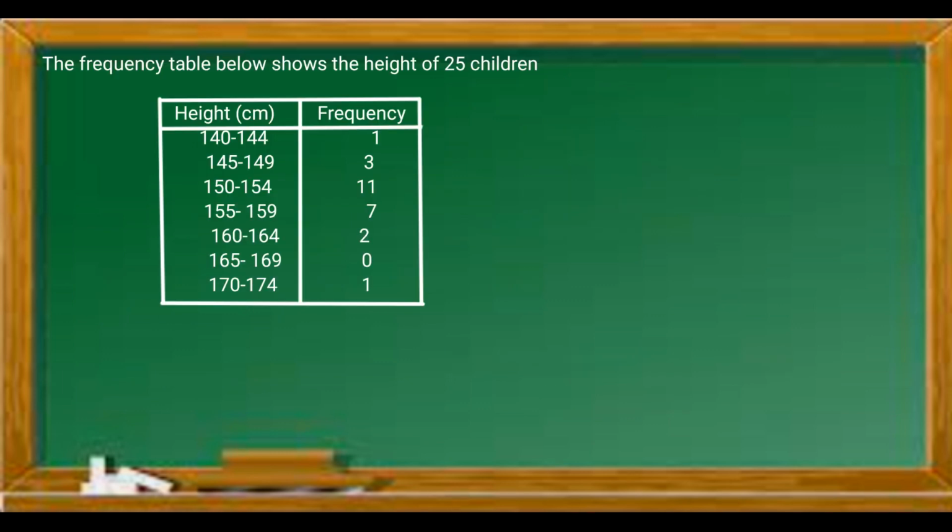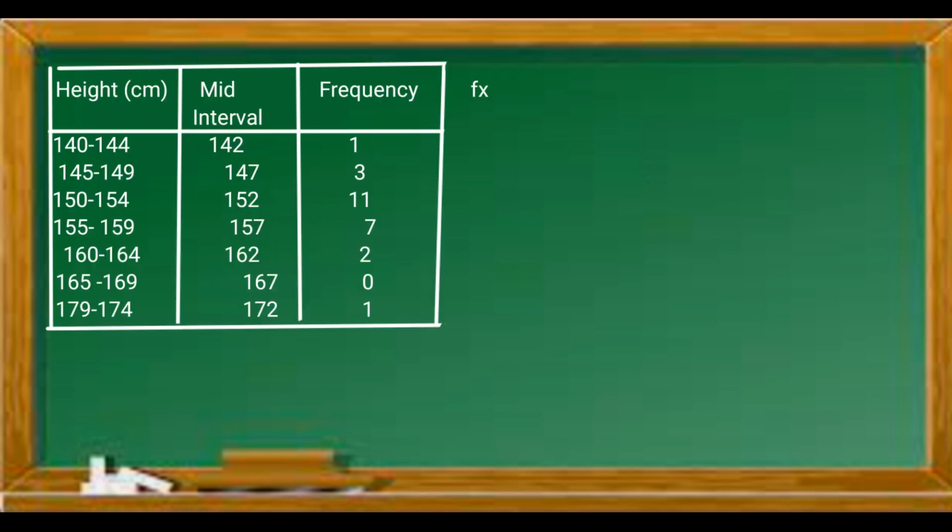Example 3. The frequency table below shows the height of 25 children. So in this table, it shows group data. To calculate the mean, you need to find the mid-interval of each class data. So the interval of 140 to 144 is 142. You add both and divide by 2. So it will be 140 plus 144 divided by 2. You do that for each interval.